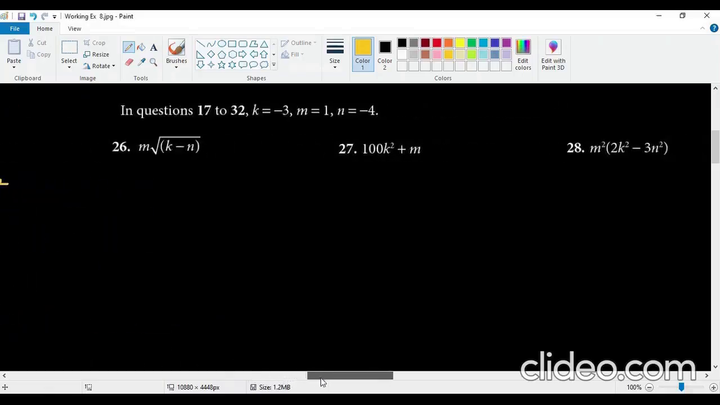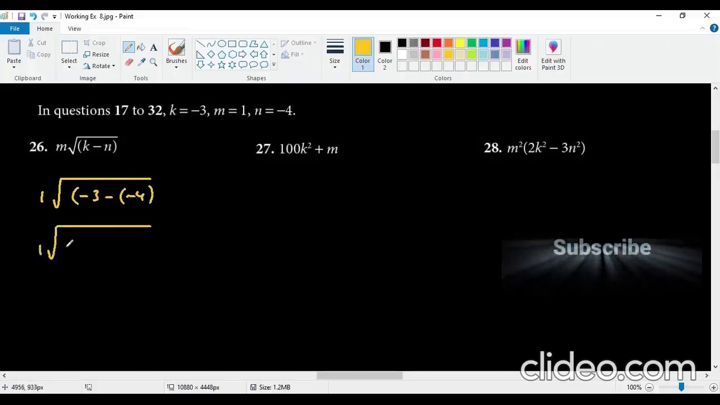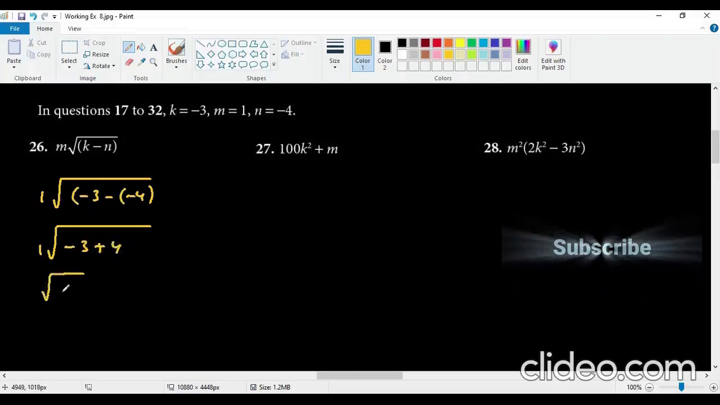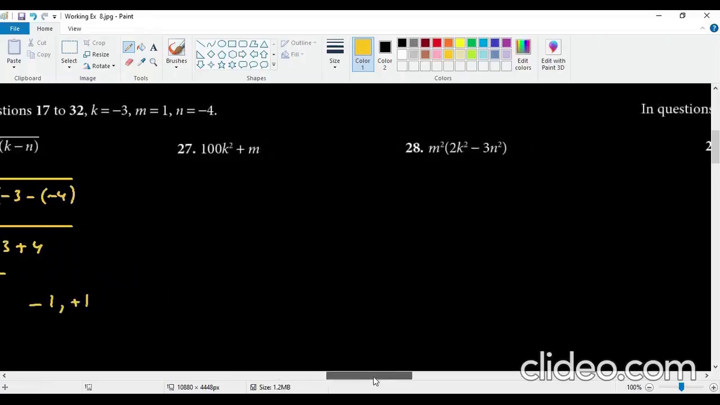Next comes 26. M value is 1 only, and then comes under root. K value is negative 3 minus n value is negative 4. So under root, minus 3 plus 4 is going to give you 1. So your final answer is going to be 1 for question number 26. But since it is under root, your final answer is going to be minus 1 and plus 1.